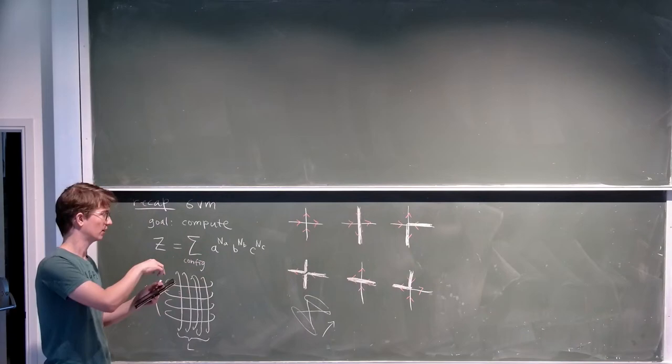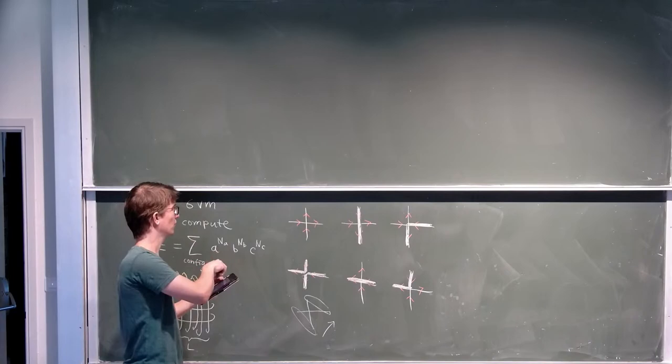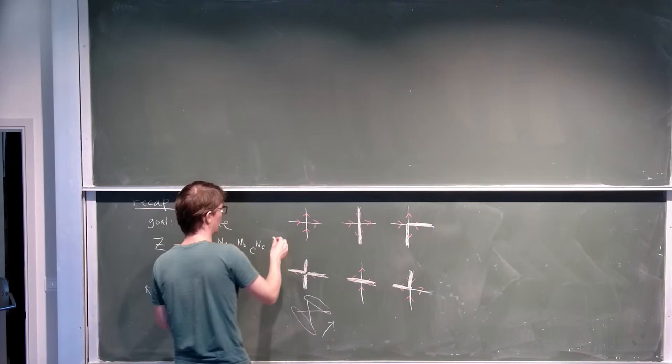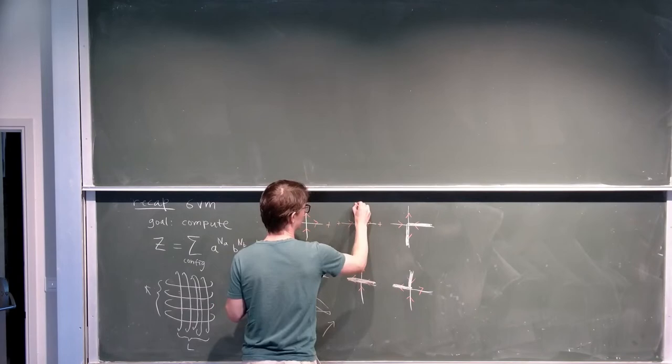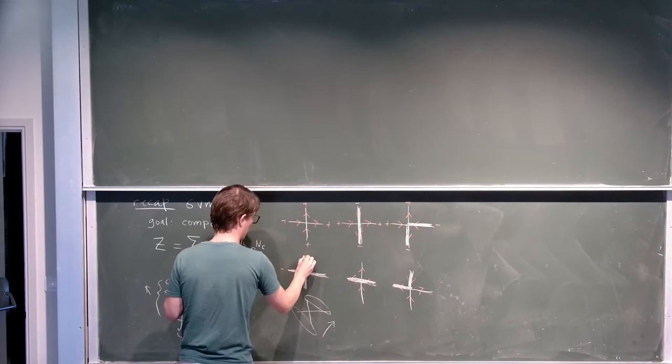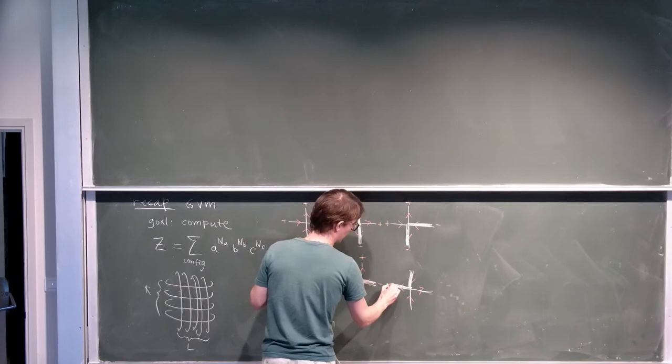And then the third type of degree of freedom was some sort of classical spin, some sort of a variable which only has two values. So let's say it's plus for the arrows pointing where if there's no path, and a minus if there's a path. Right. So these are the six vertices of the six vertex model.